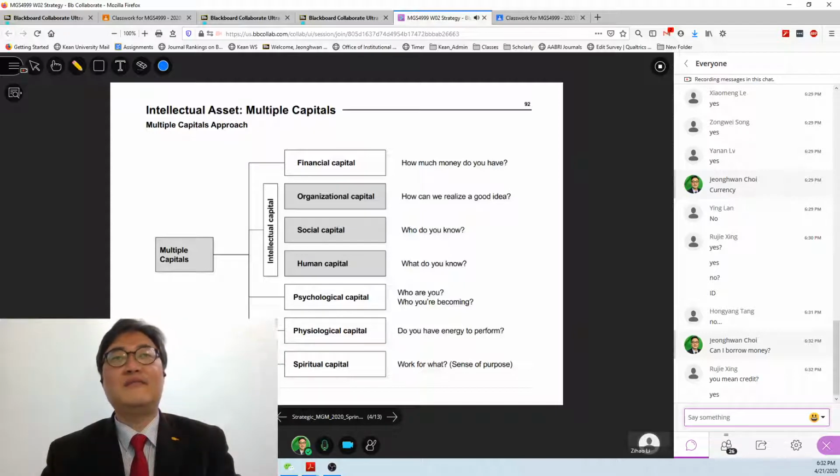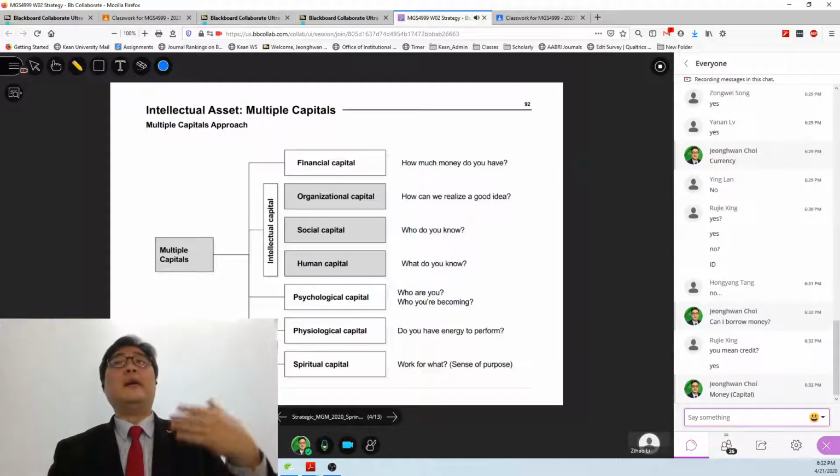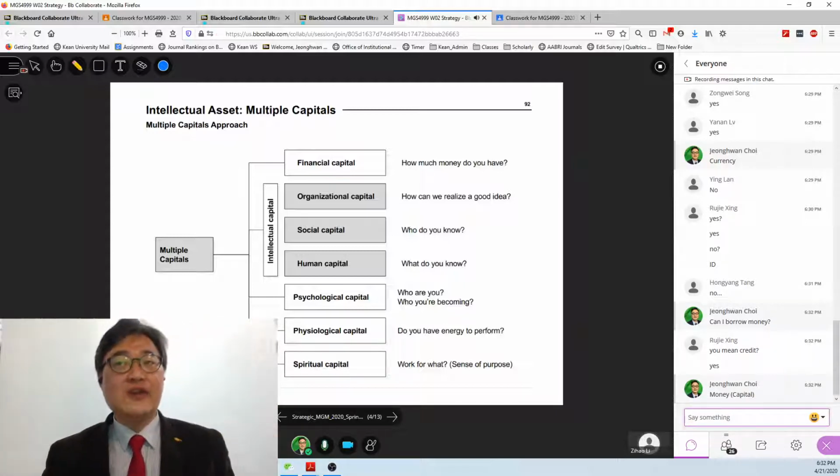And something like this. Money or capital is not a single form of the financial capital. It has multi-dimensional layers of money characteristics. We call that a multiple capital approach.